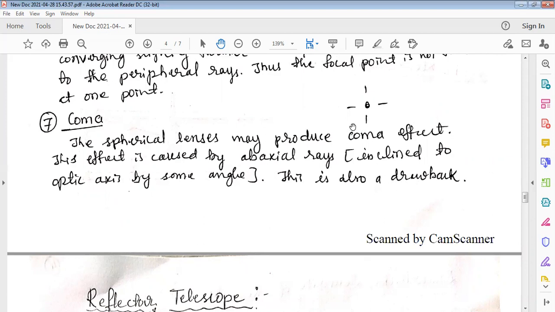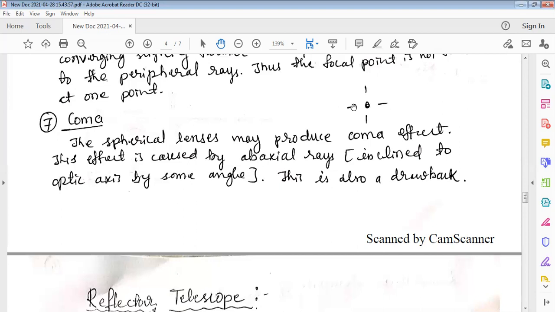That means if all the rays are perfectly coaxial, exactly parallel to the optic axis, then this coma effect will not be there. But generally, some rays are abaxial. That means they are not exactly parallel to the optic axis. There is some inclination angle between the optic axis and these rays, so this leads to a coma effect.